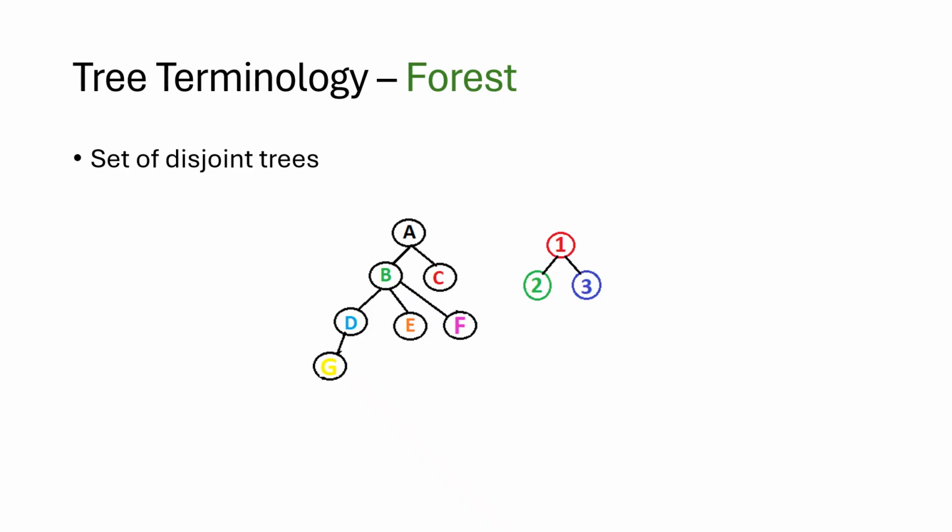Next one is forest. A forest is nothing but a collection of different numbers of trees. So you can see here, this is one tree and this is another tree. So a collection of disjoint trees is called a forest.